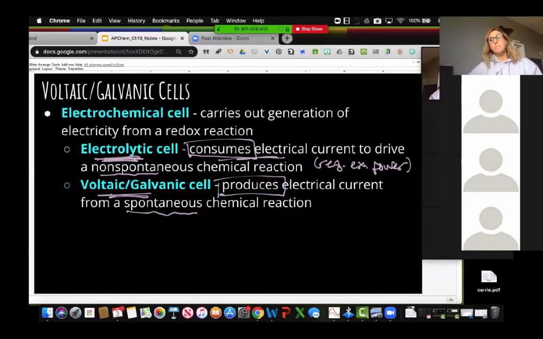And sometimes we would have time to do a lab on this, but usually we don't. But if you do anything like an electroplating reaction, like if you plate one metal on top of another type of metal, that's an electrolytic cell because you have to hook that up to some external power source. Whereas these voltaic cells and galvanic cells produce electricity spontaneously. So we're going to focus on these to start out with. Later on, we'll come back and pick up the electrolytic. But both of those examples are considered electrochemical cells.